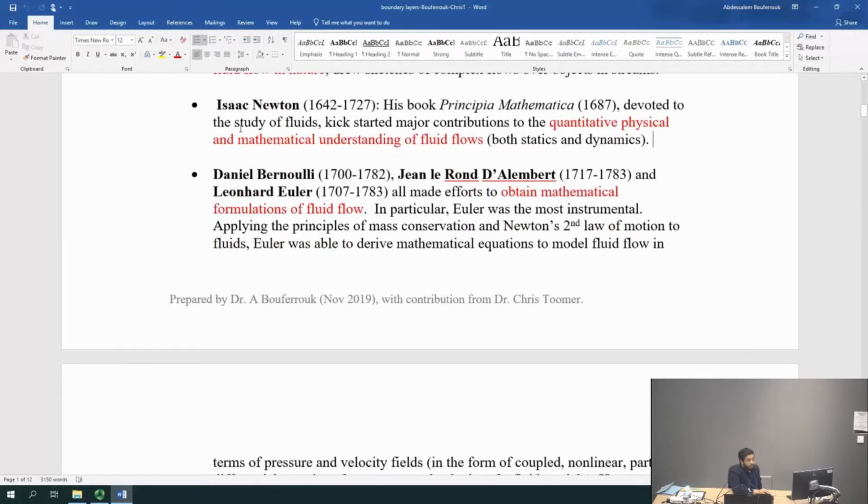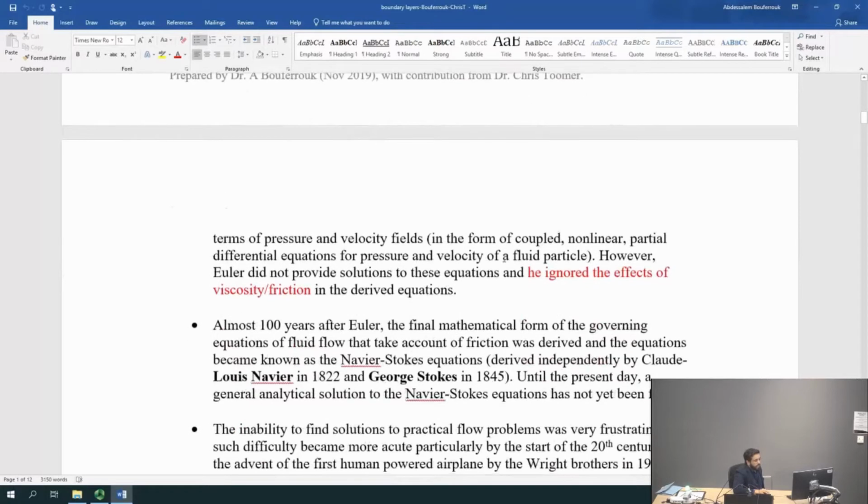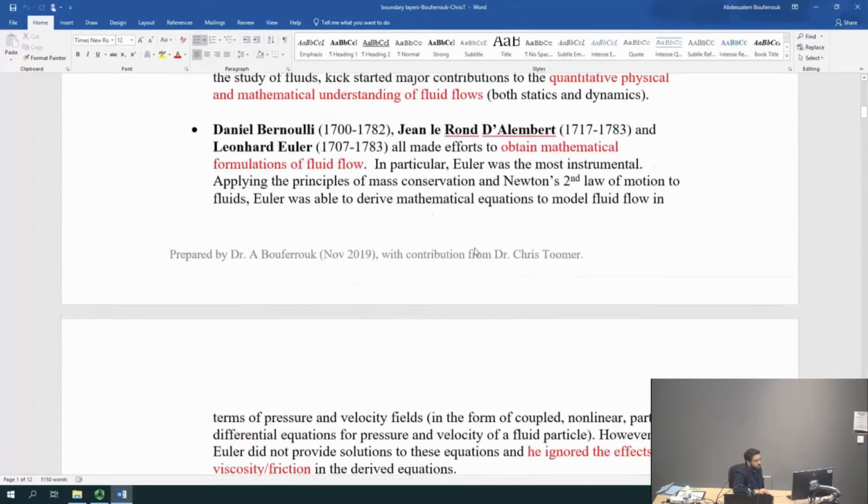And then Isaac Newton was one of the first people to tackle fluid motion in terms of mathematical description. So he went beyond the static and looked at the flow motion, trying to introduce mathematics into it. Then Daniel Bernoulli and Jean-Laurent d'Alembert came after that, and they also did some work on fluid motion. We all know about the Bernoulli equation, for example, but there was also one guy, Euler.